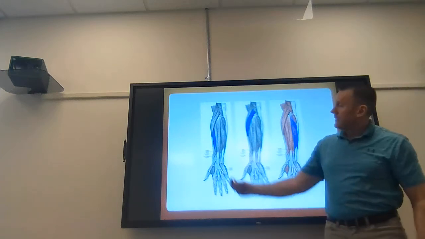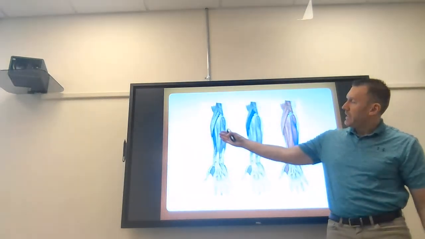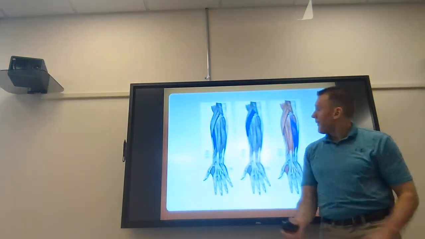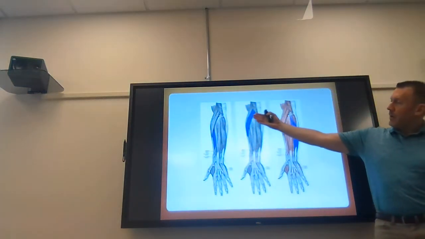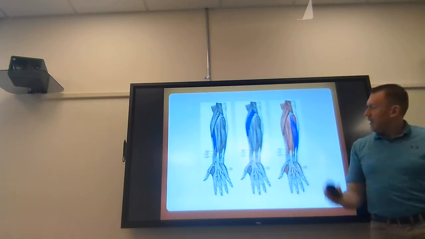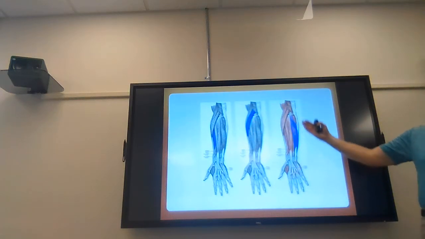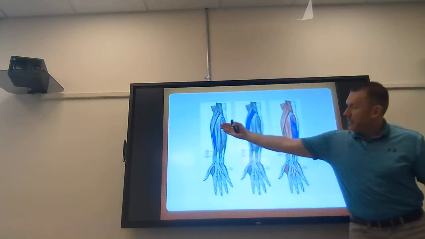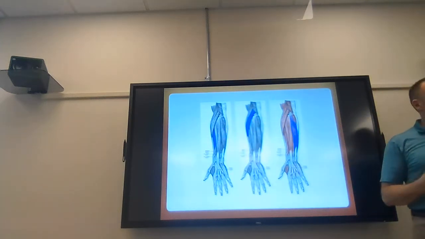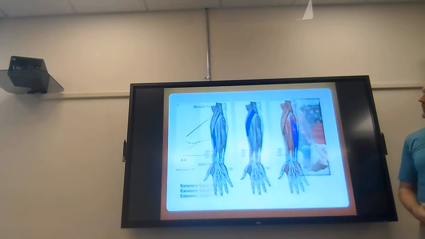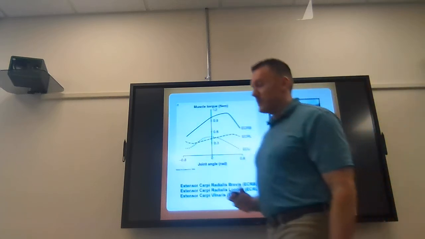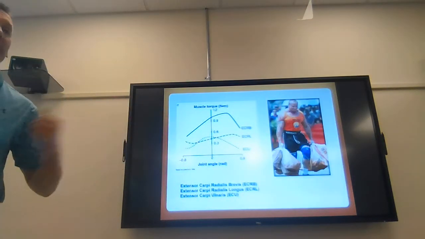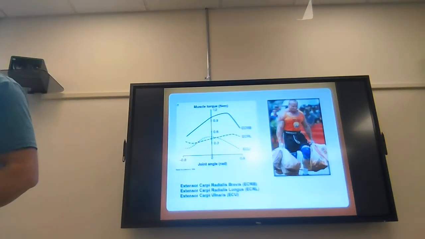So what we're seeing here is this extensor carpi radialis brevis. So that's on the thumb side. The extensor carpi radialis longus, and the extensor carpi ulnaris. So three of the common wrist and finger extensors. So these muscles have lots of different abilities to create torque.